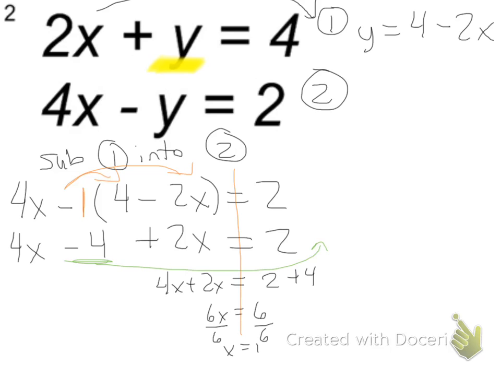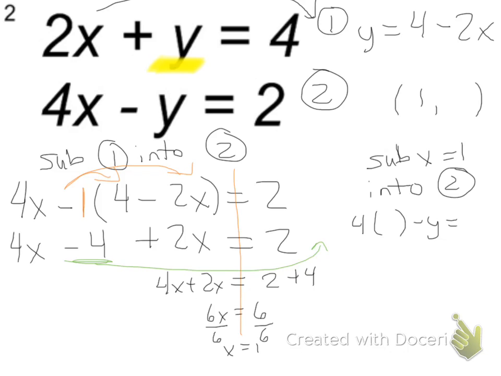So part of my solution, remember it's a point, is 1 comma something, but we're going to need to sub our answer, x equals 1, into one of the equations. I can choose any equation I want. So why don't we pick equation 2 this time? If I do that, it's 4, leave a space for the x, minus y equals 2. And the goal here is to find out what y is.